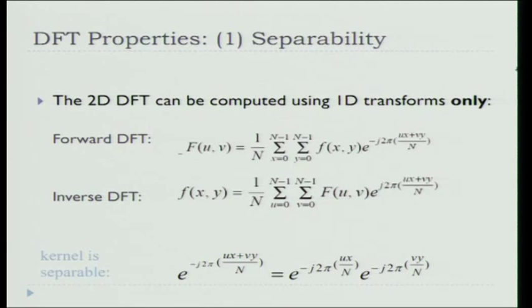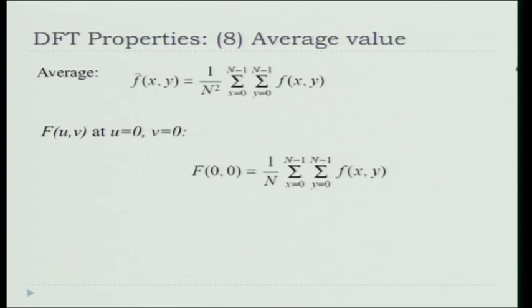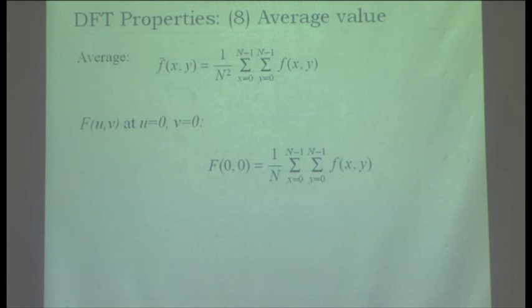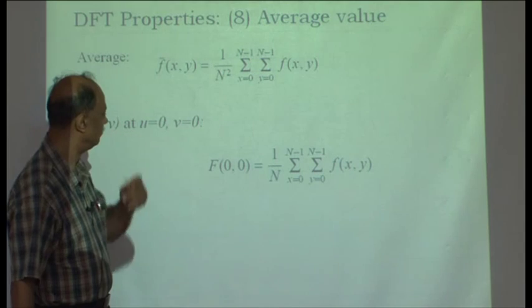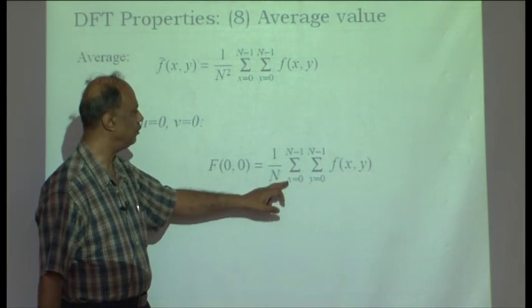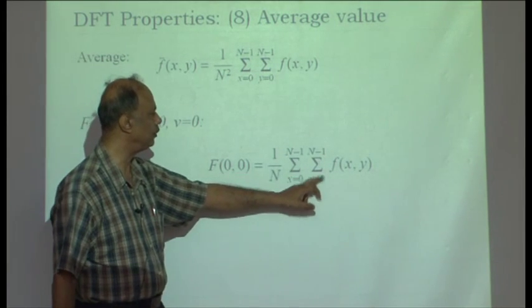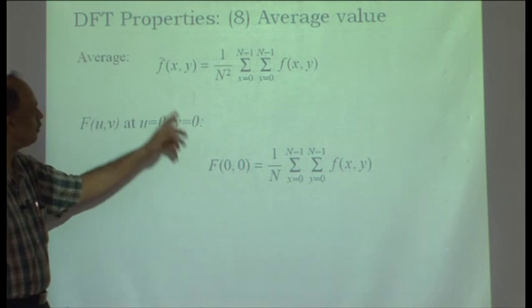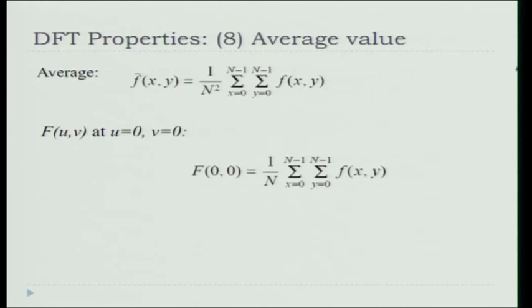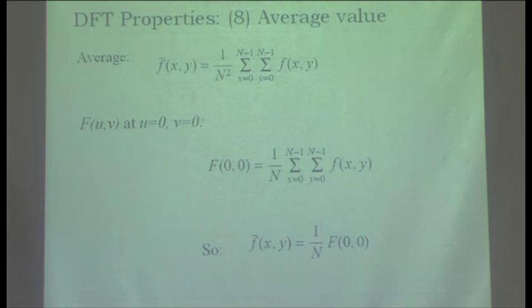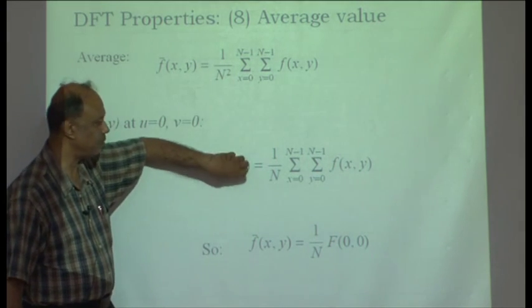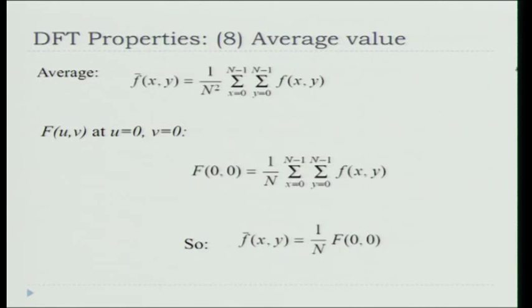F of 0 0 is 1 by n summation, x equals 0 to n minus 1, y equals 0 to n minus 1, of f of x y. So, that is the thing: F of 0 0 is equal to 1 by n summation over 0 to n minus 1, 0 to n minus 1 of f of x y. Now, if you compare these two, what you get is that f bar of x y is nothing but 1 by n of F of 0 0. That is another property you get. So, these are the 8 properties you have on your DFT.